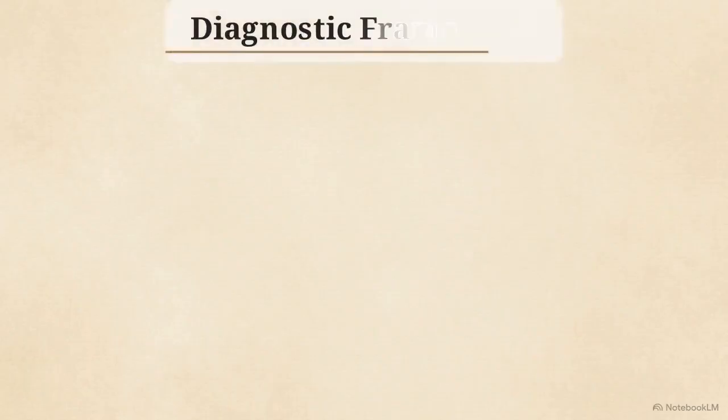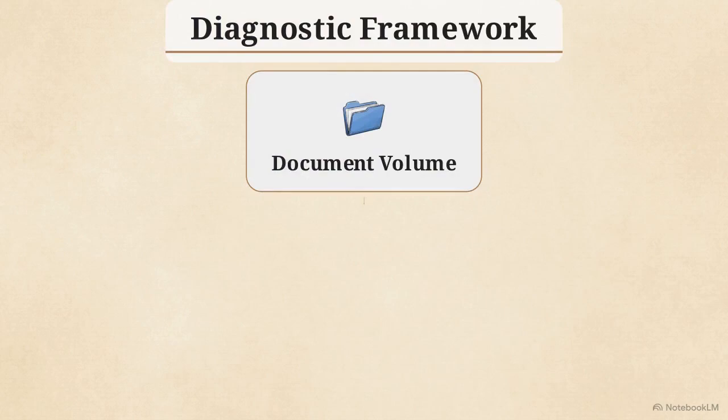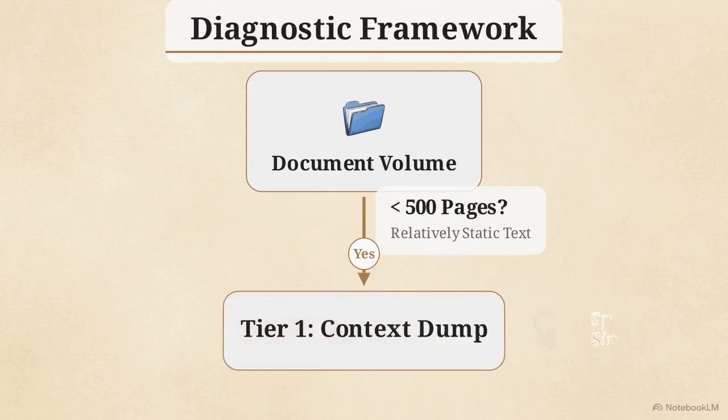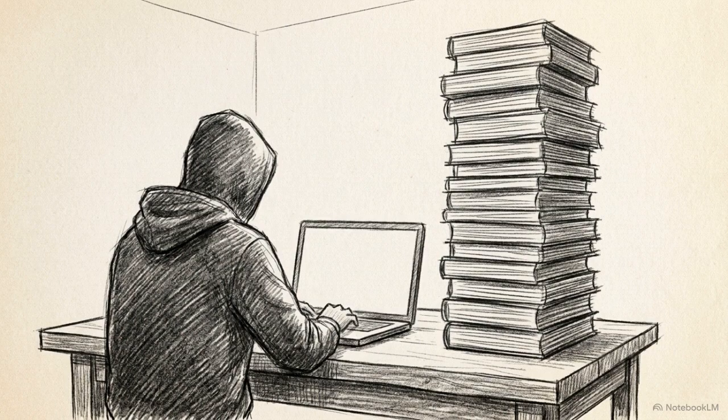To choose the right architecture, we can use a diagnostic framework based on your specific data constraints. First, check your document volume. Are you working with less than 500 pages of relatively static text? If yes, start with Tier 1, Context Dump. For pragmatic bootstrappers, saving weeks of engineering time makes the higher token cost per question a justifiable expense.